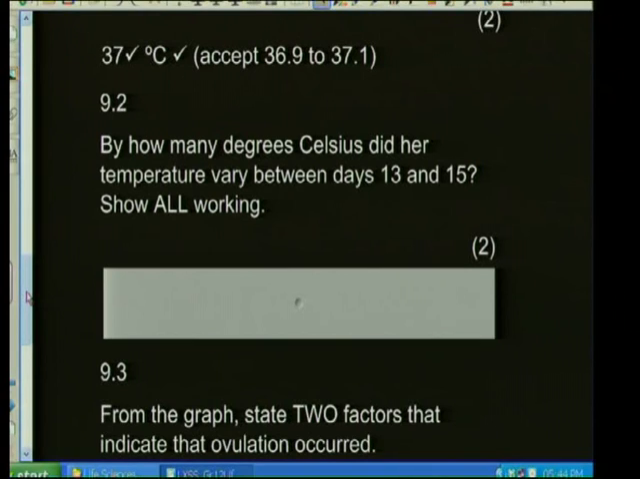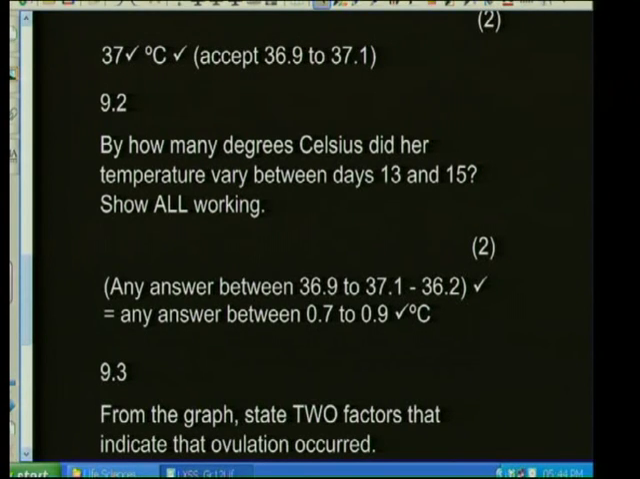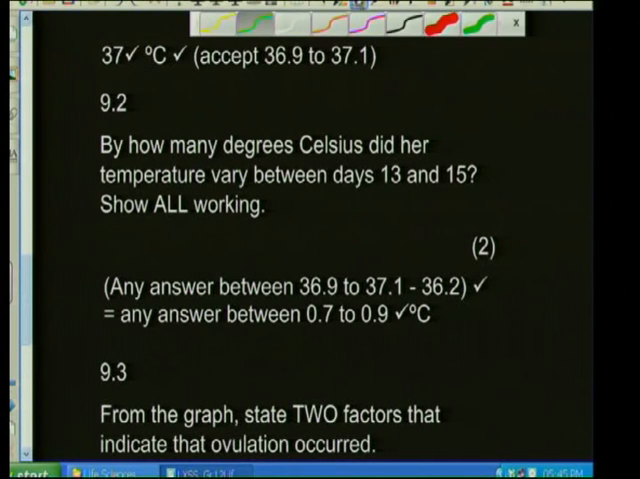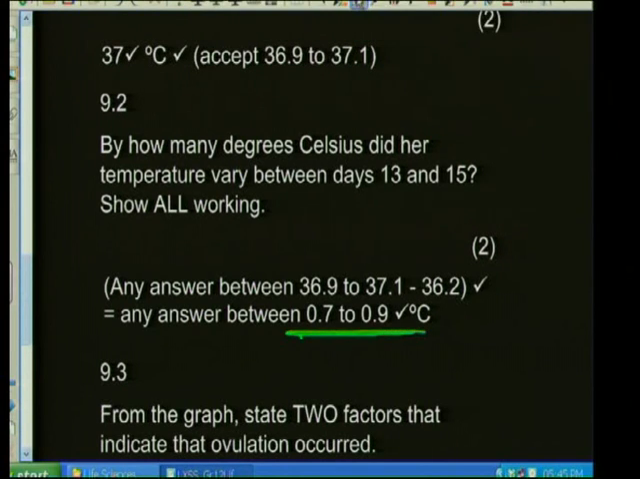By how many degrees Celsius did the temperature vary between the days 13 and 15? Show all working. We've done that already. Any answer between 36.9 to 37.1 minus 36.2. That figure doesn't change. That one there could vary. So the answer would be anything between 0.7 to 0.9 degrees Celsius.